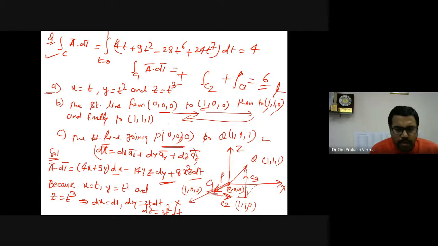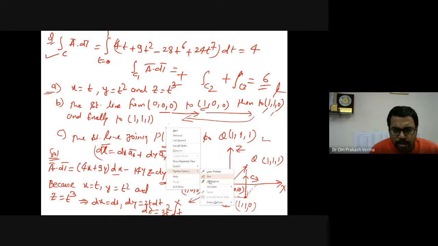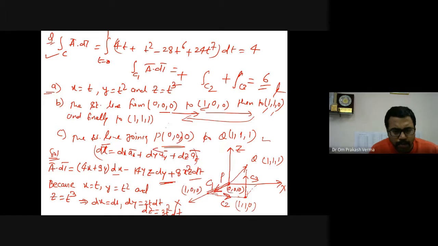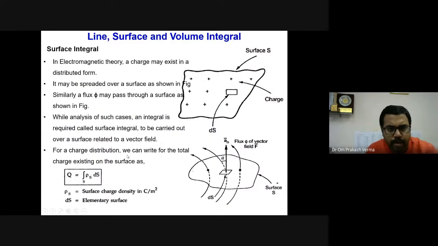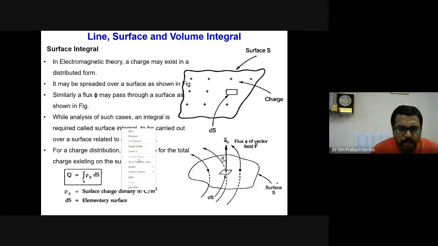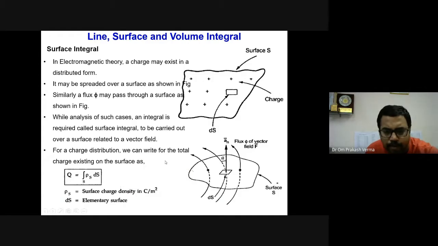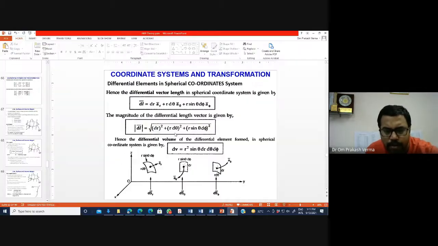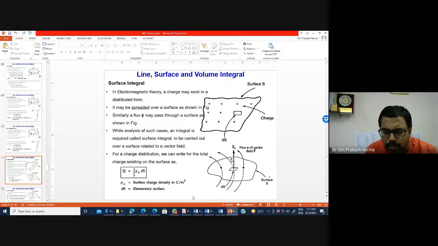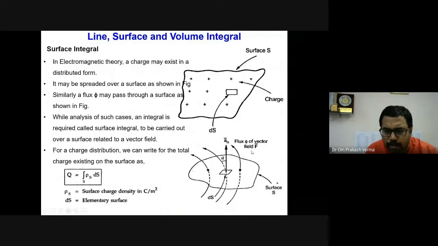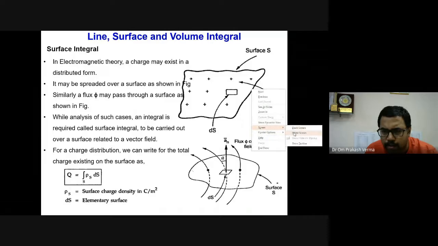Now come to the surface integral. For the surface integral, we have time. We have 10 minutes.